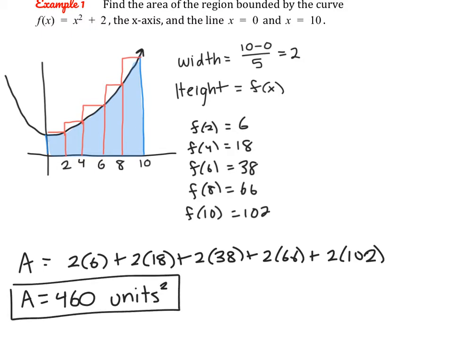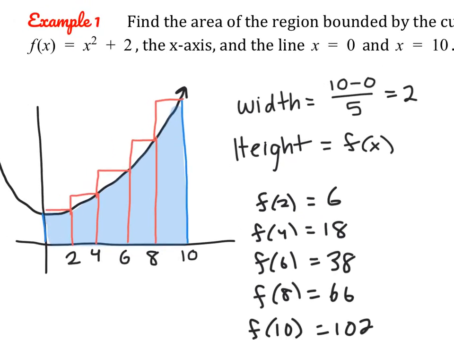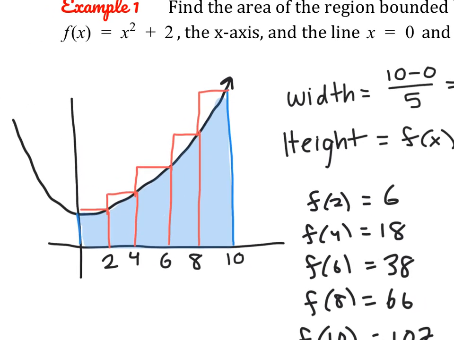Remember, we did point out that this is an overestimation because of these clear parts that are part of the rectangles but are not part of the curve. But it's somewhat close to what the area under the curve looks like. I'm wondering if there is a way that we can make this more accurate. So I'm wondering what would happen if we doubled the number of rectangles.